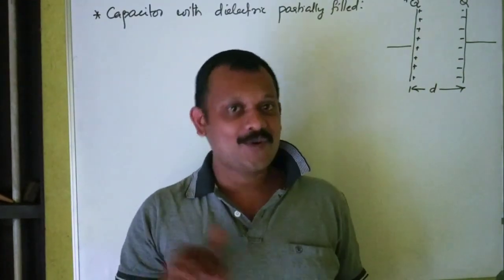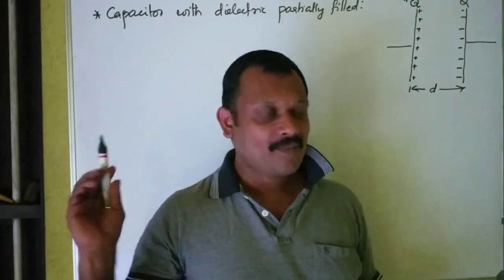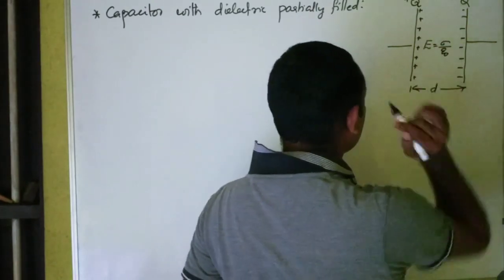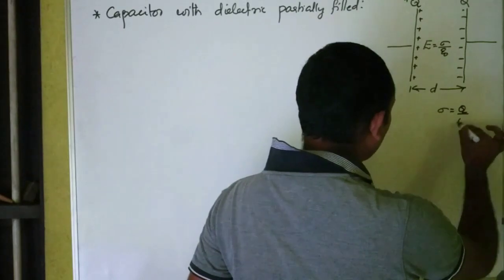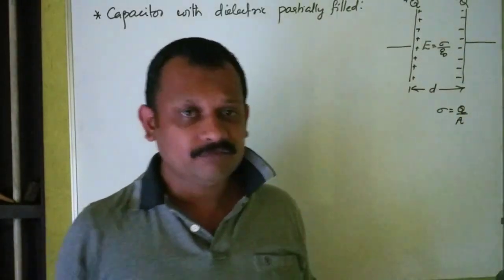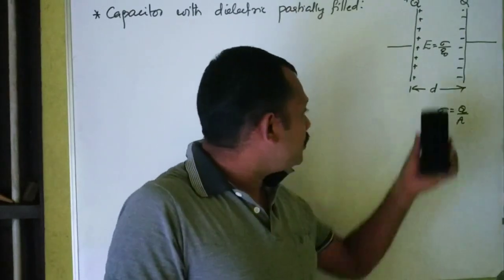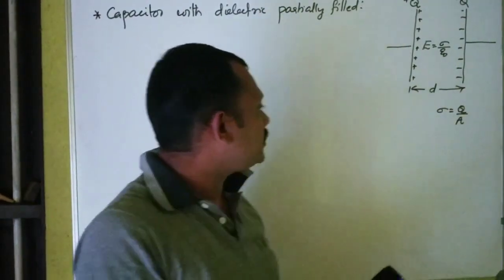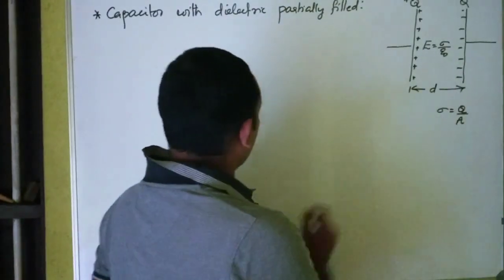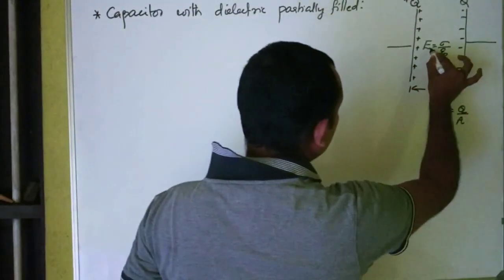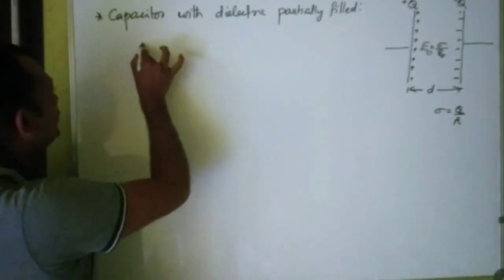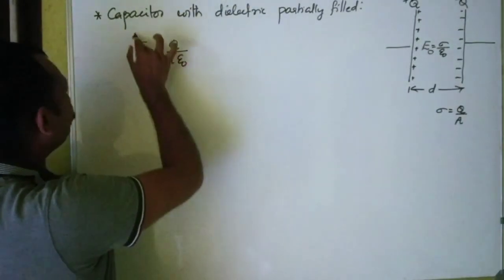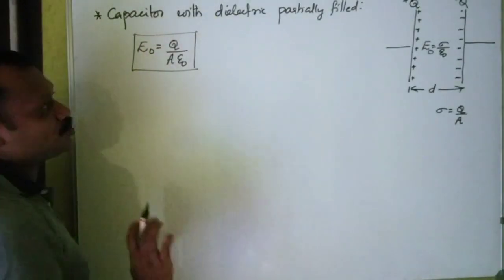You can write in your notebook. I hope you got the answer something like this. E is equal to sigma by epsilon 0. What is sigma? Sigma is equal to Q divided by A, where A is the area of the plate. This is the formula for the charge density. Now this is a situation where there is no dielectric involved. Therefore the electric field, if I call it E0, is E0 equal to Q divided by A epsilon 0. We require it, so I keep it in a box.